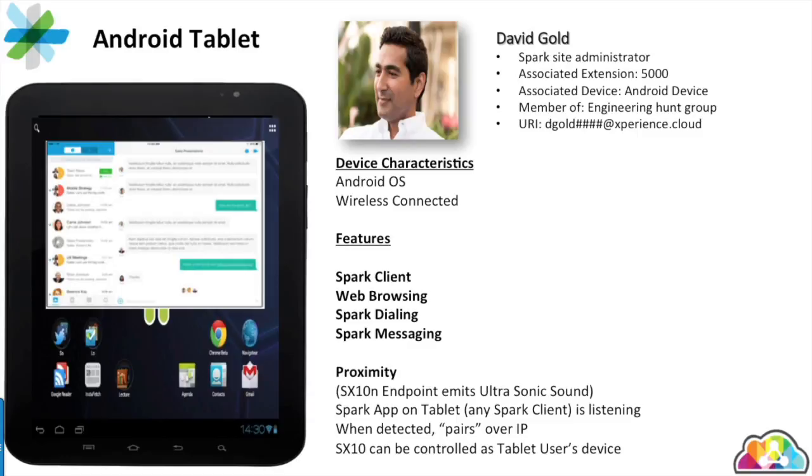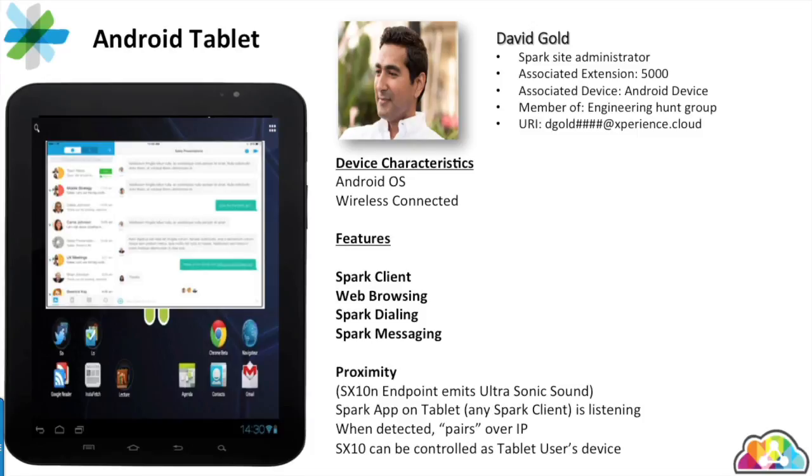Now, on the next slide, we're going to talk about SX10 capability from a proximity perspective. Before we do that, I just want to give you a little bit of detail, summarizing, breaking down what proximity technology is. On the SX10, you'll notice a fine little, to the bottom left-hand side, what looks to be a microphone. Actually, that microphone is a speaker, and it's emitting an ultrasonic sound.